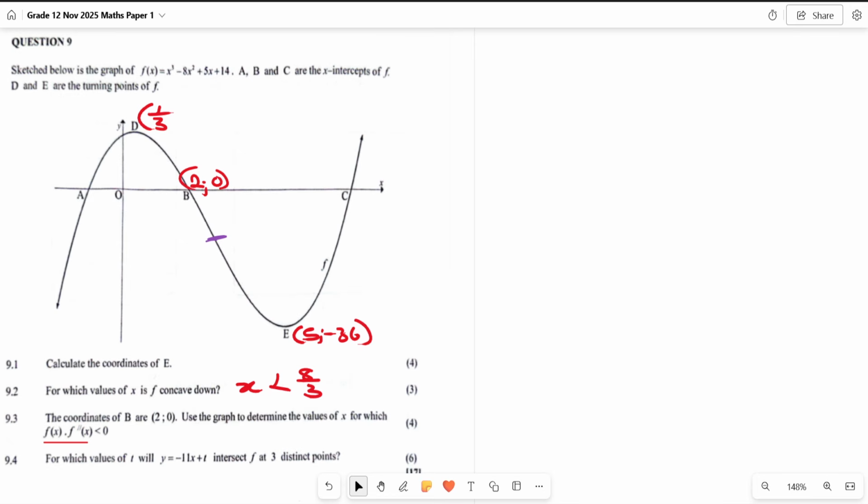So basically, looking at this equation here, we know that they said use the graph. So let's try to just look at it and use the graph. What we're going to understand is that, do we need another point? Do we need another point? Okay, so let's see.